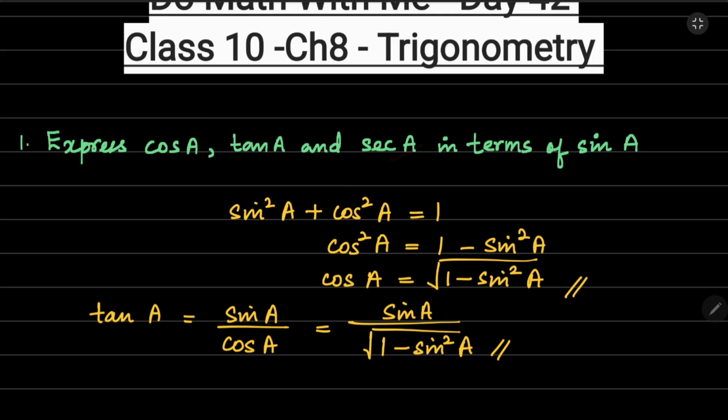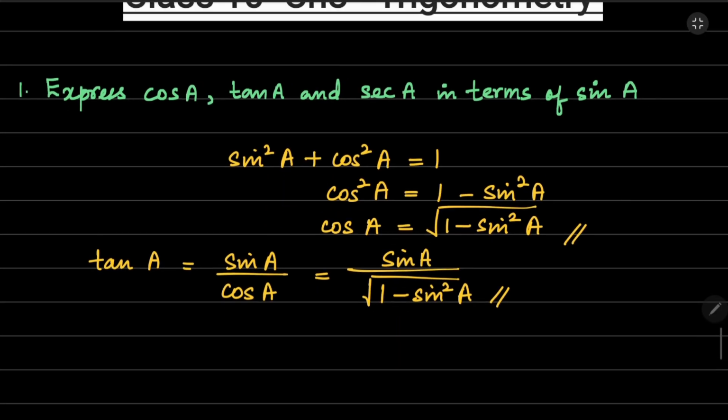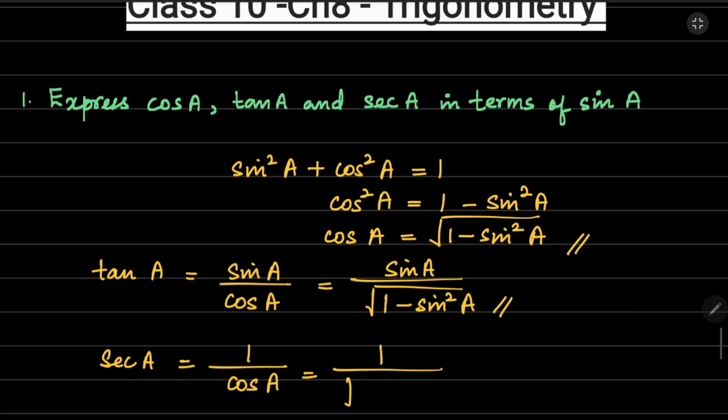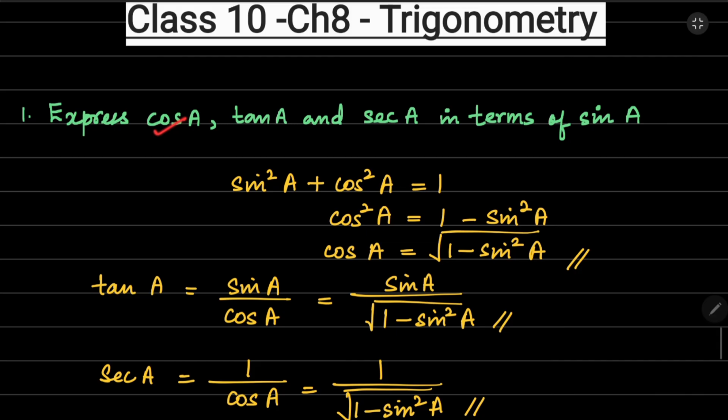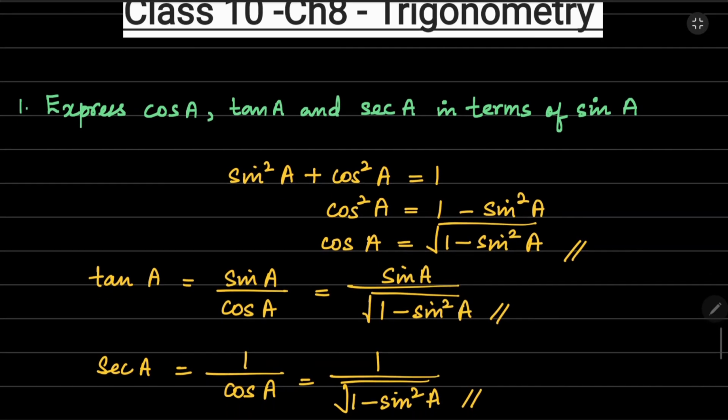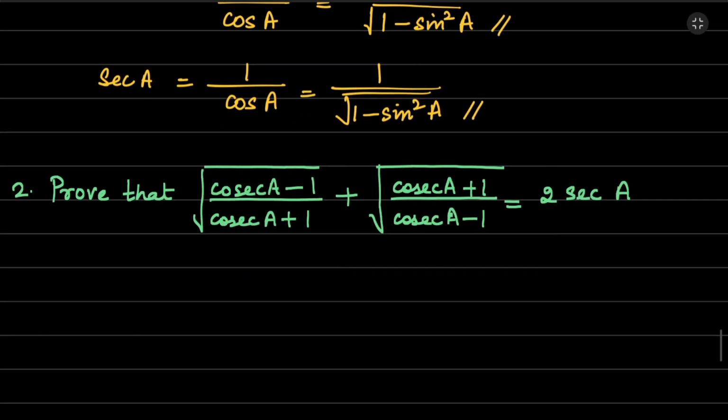Now let's move on to secant. What is secant A? Secant A is equal to 1 by cos A. It's the reciprocal of cos. So it is equal to 1 over, what is cos A in terms of sin A? Square root of 1 minus sin square A. And that's your third answer. So this is how you have to do it whenever you have to express any one trigonometric ratio in terms of the other. Okay, cos, tan and secant in terms of sin. Let's move on to the next question.